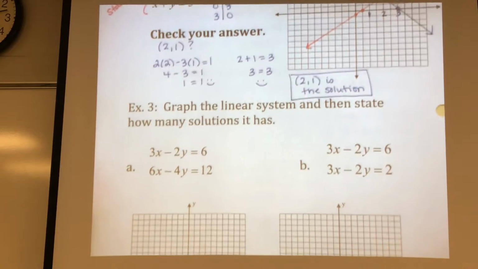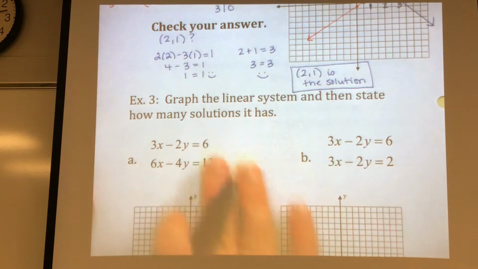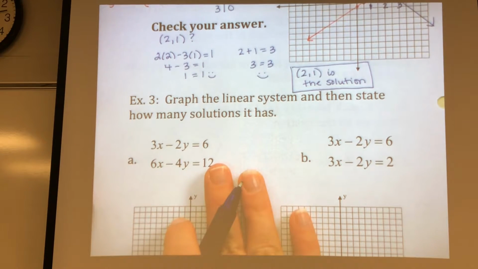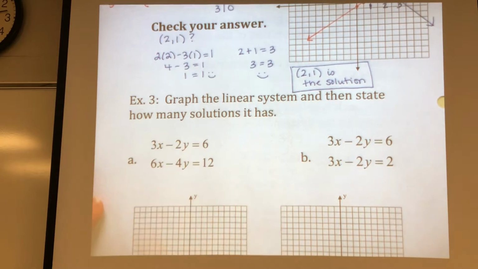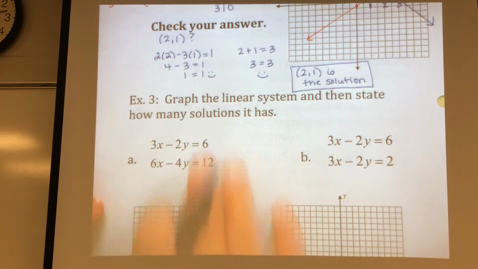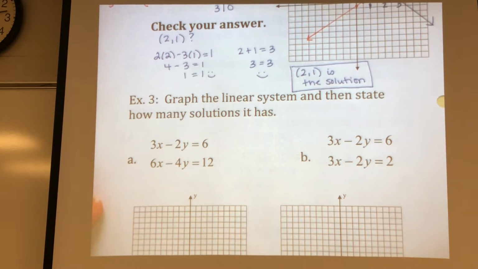All right, so we want to do the same thing on example 3. We have a system on A. We want to graph it by finding the x and y intercepts. Same thing on B, finding the x and y intercepts and graphing it. So go ahead and take some time to do that. Hit pause, find your x and y intercepts on this one, graph it, figure out what your solution is, and do the same thing for part B. Then come back and check your answer.